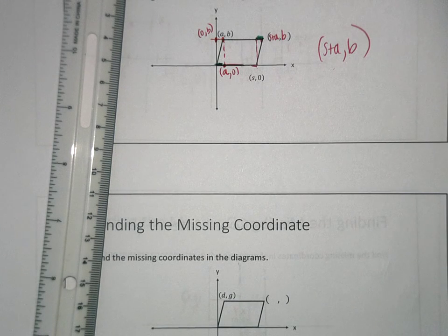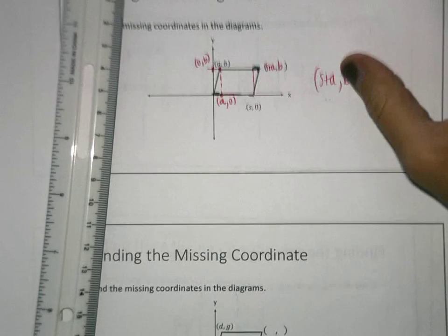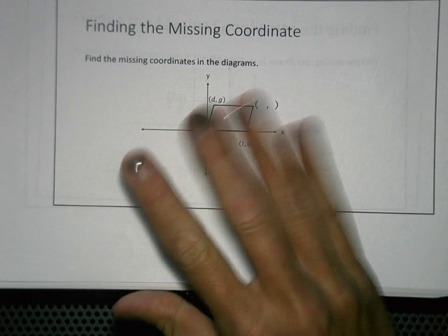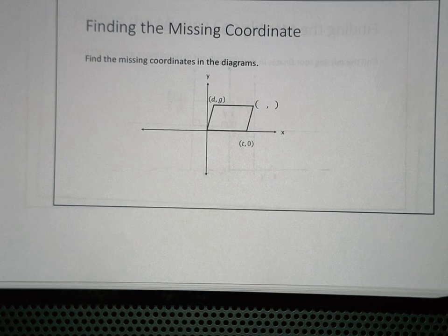Okay, so with that information that we just went through, you need to now try to figure out the correct coordinates for this one. Once you get them, you will write them on your whiteboard and show them to me.